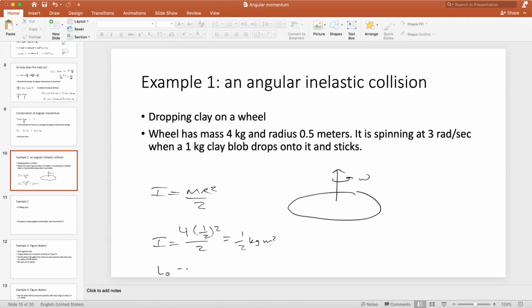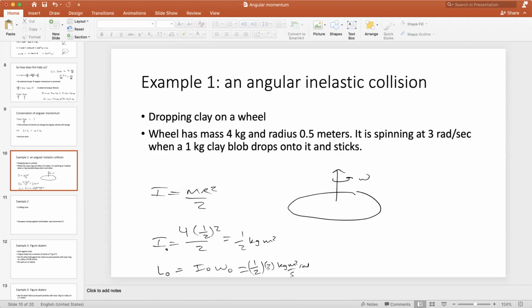The initial angular momentum would be I initial omega initial. This is actually I initial. So I'd multiply 1/2 times 3. And I'd get kilogram meter squared over seconds, okay? Or actually rad over seconds. Rads aren't units though, so we can see that this thing has 3/2 angular momentum before anything happens.